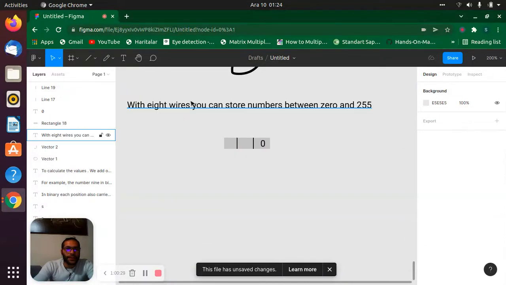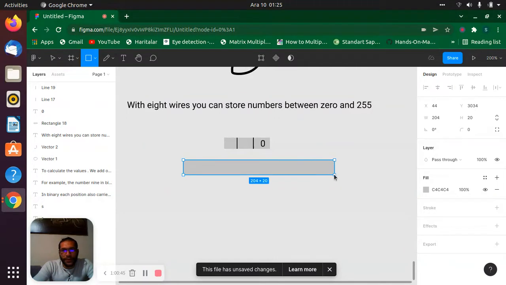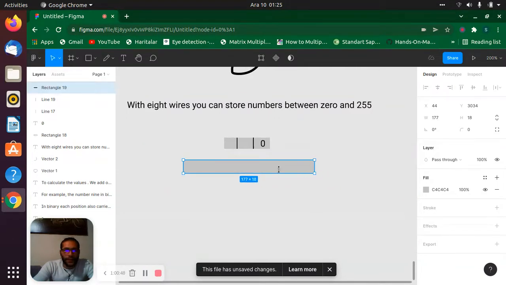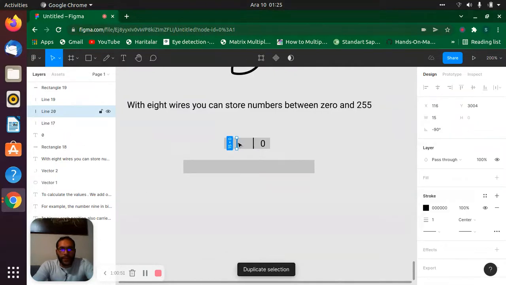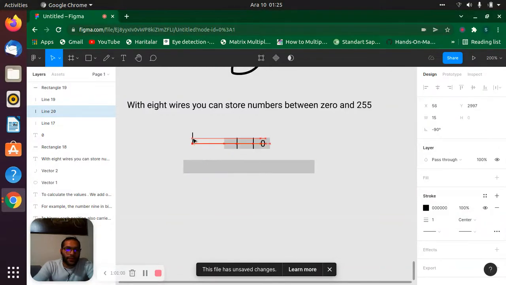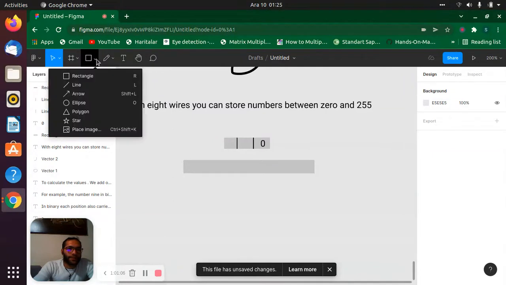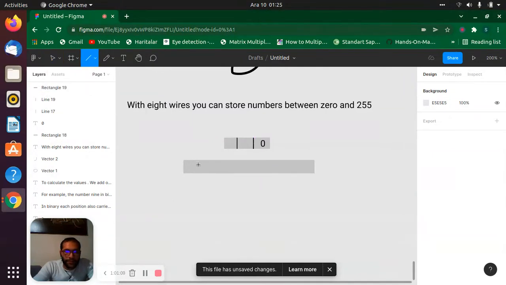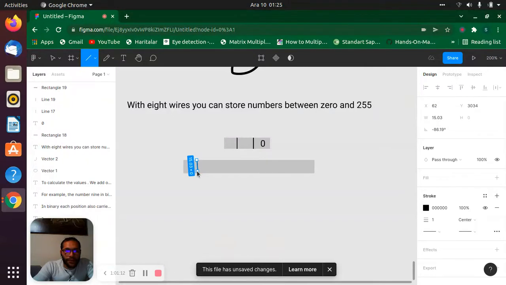I will plot. Also, you can think like we have eight values there, 8 bits. And also, we have this. I want to take it from here. But it will be crazy. Anyway, I will do it from here. There will be 8 values.